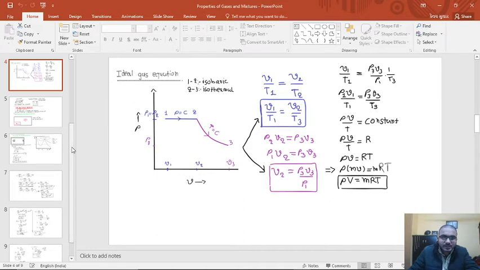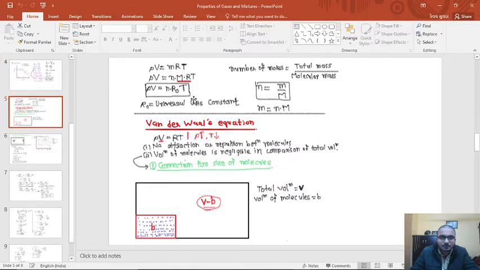So in our previous lecture we studied the ideal gas equation, in which we took two processes: first isobaric and second isothermal. Combining these two processes, we obtained the ideal gas equation in mass form, that is PV = mRT. Then we obtained the same equation in terms of the number of moles, that is PV = nR0T, where R0 is the universal gas constant.